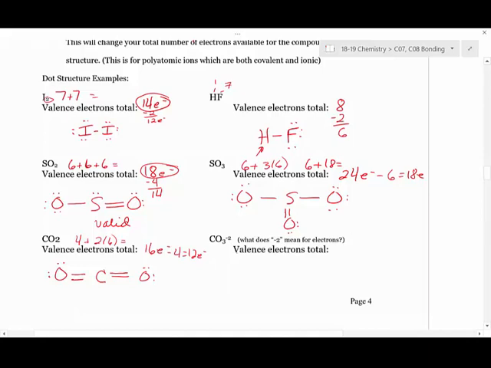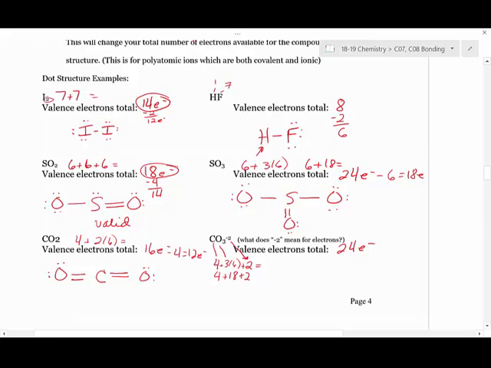CO3 2- presents us with something new. Carbon has 4. There are 3 oxygens that have 6 each, and now I have a -2 charge. That means there are 2 additional electrons. Electrons have a negative charge, so when it says -2, that means I add 2 electrons to the total number of valence electrons that I have available. So that's 4 plus 18 plus 2. I have 24 electrons to work with.